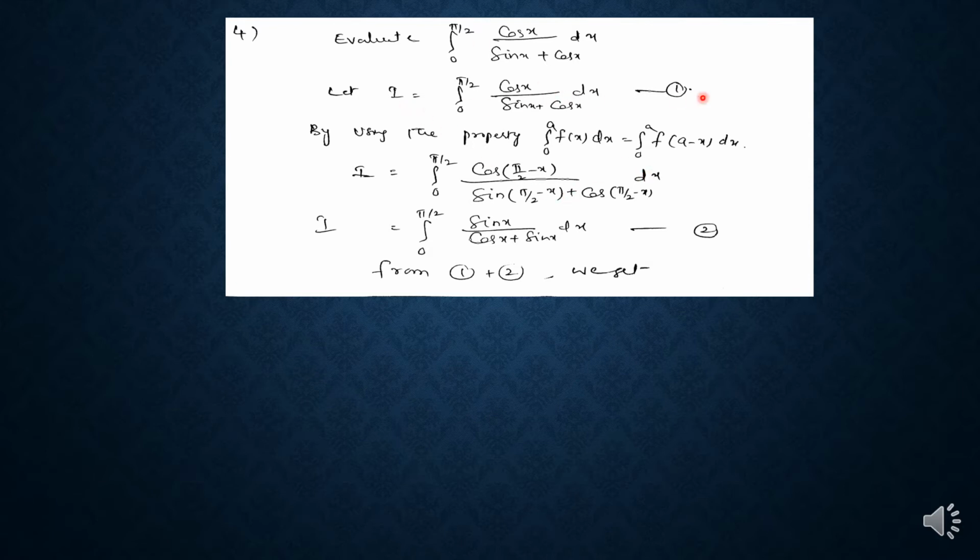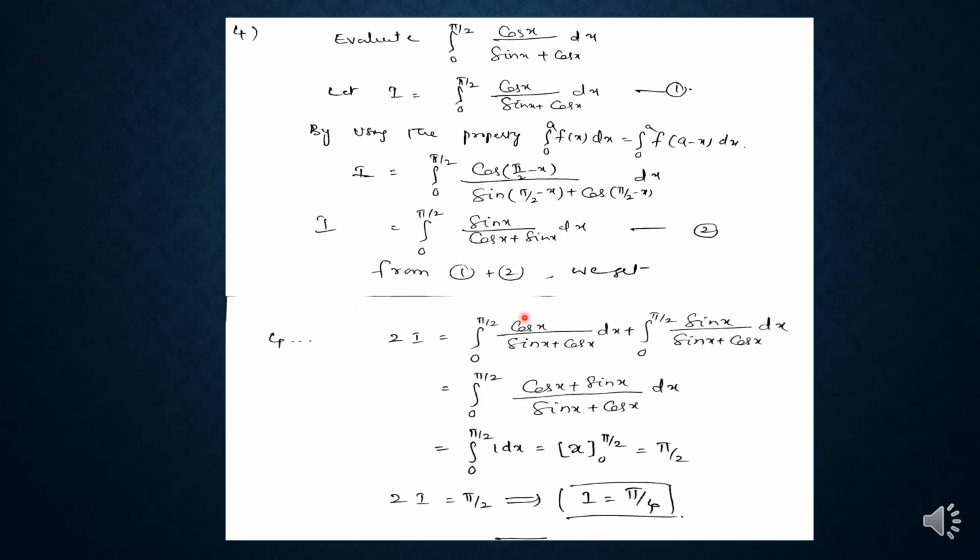Now by taking the first equation and second equation and adding these two equations, I plus I, 2I is equal to integral 0 to pi by 2 cos x by sin x plus cos x dx plus integral 0 to pi by 2 sin x by cos x plus sin x dx. That is 2I is equal to integral 0 to pi by 2 cos x by sin x plus cos x dx and integral 0 to pi by 2 sin x by sin x plus cos x dx. By adding these two equations we are getting like this.